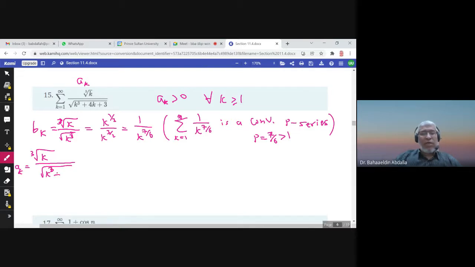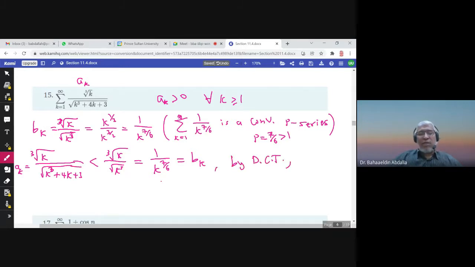Notice that k cubed plus 4k plus 3 are positive numbers. So this would be less than if I remove these positive terms from the denominator. I made the denominator smaller. And this is 1 over k to the power 7 over 6, and this is bk. So ak is less than bk. So by the direct comparison test, summation ak also converges.